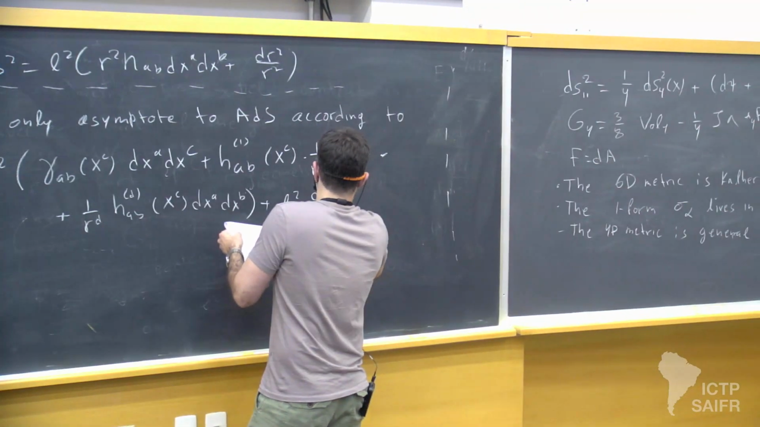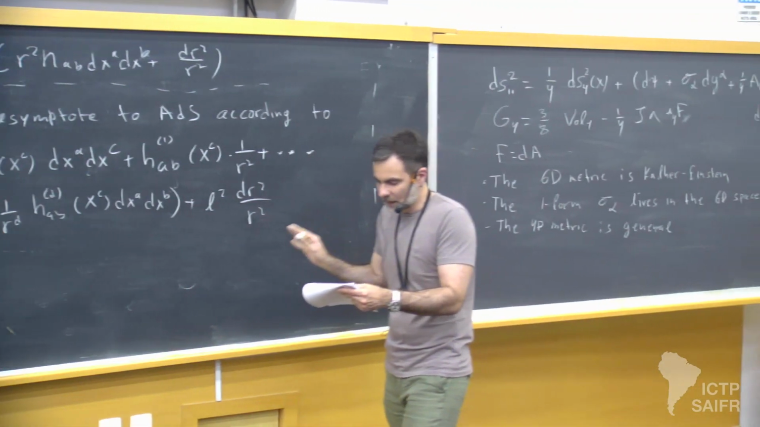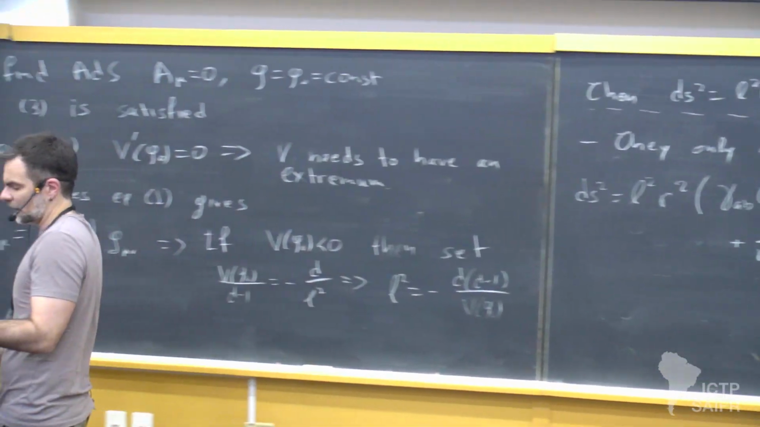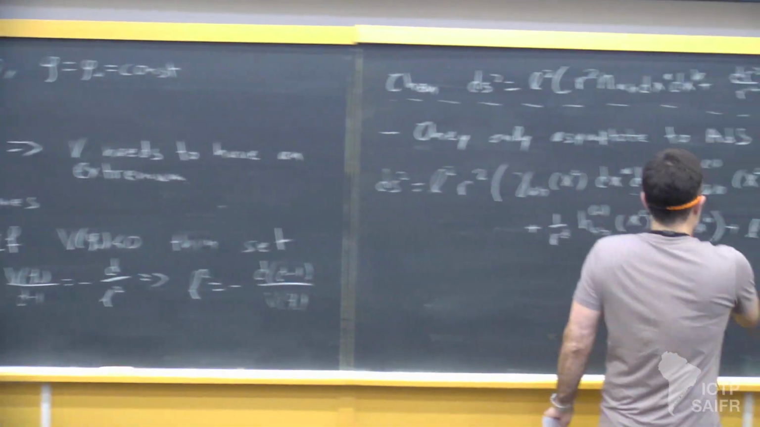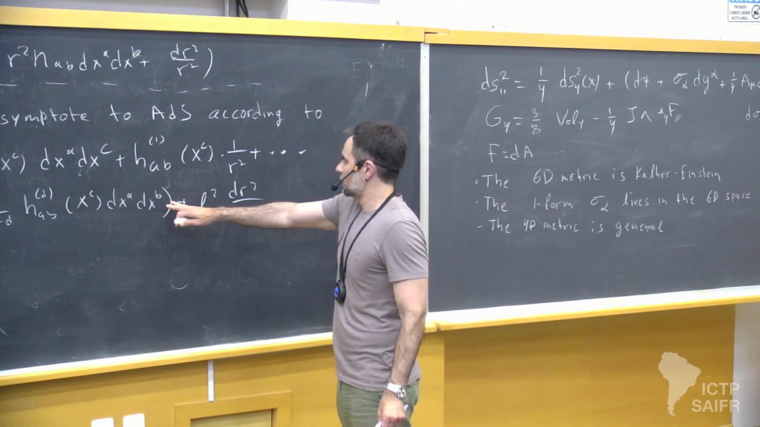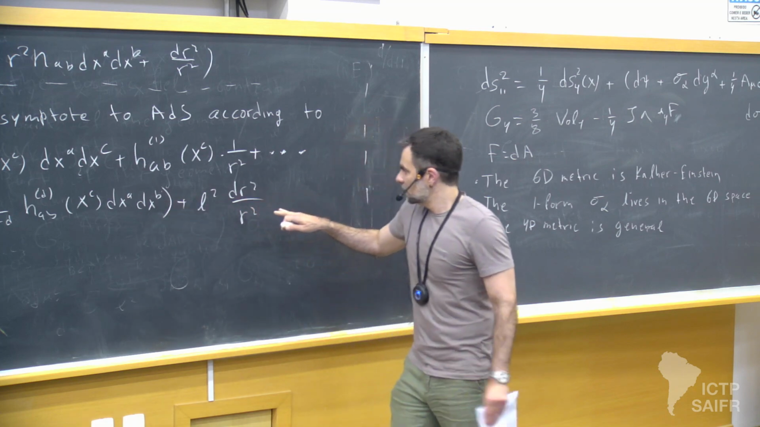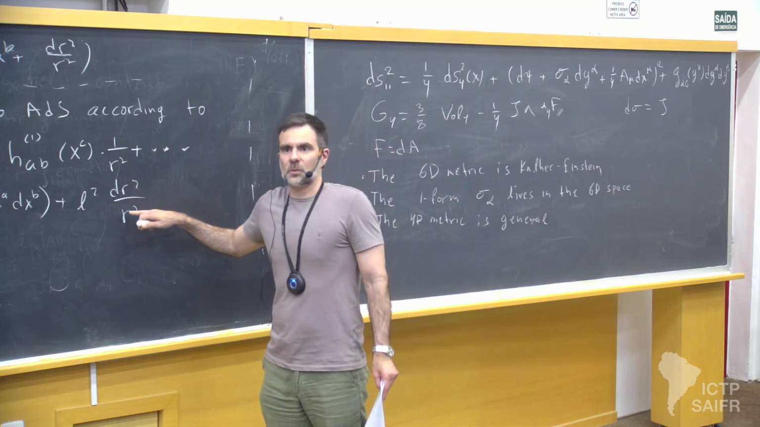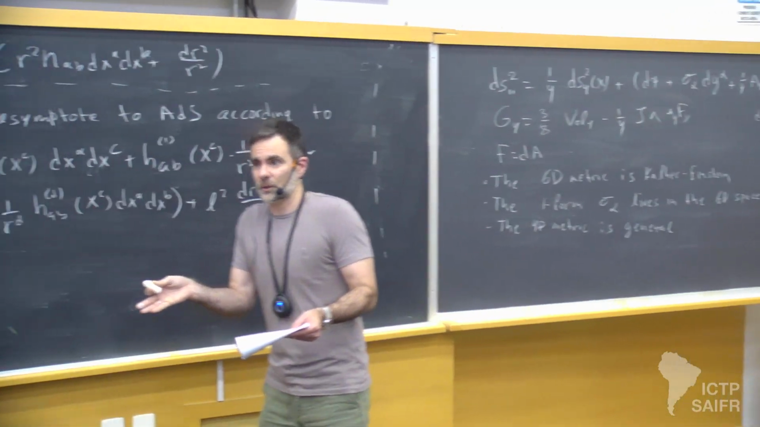Okay. Now, to write this expansion, I have fixed a specific coordinate system, which is called the Fefferman-Graham coordinate system. As you can tell, the G_AR component is 0, and G_RR is just 1 over R squared. I can just choose a coordinate system which satisfies these conditions.